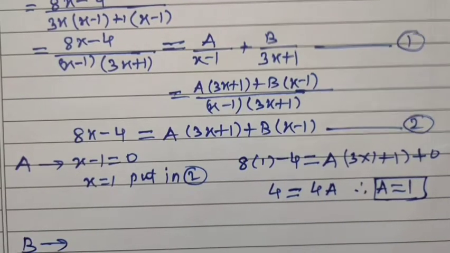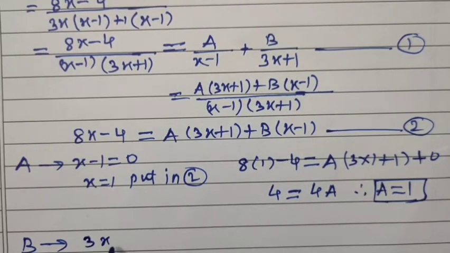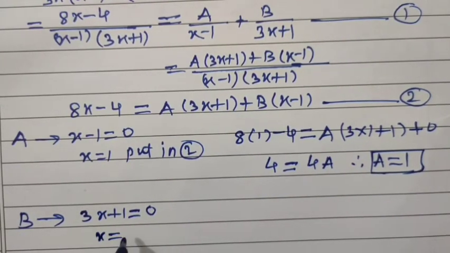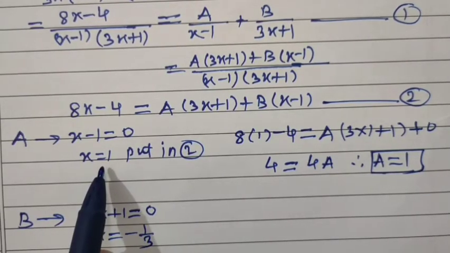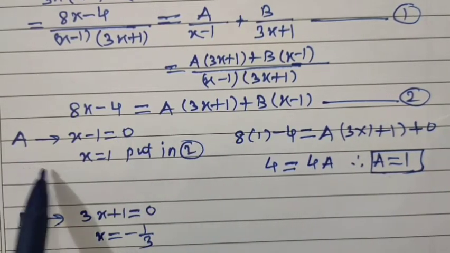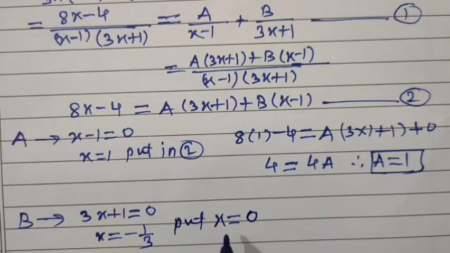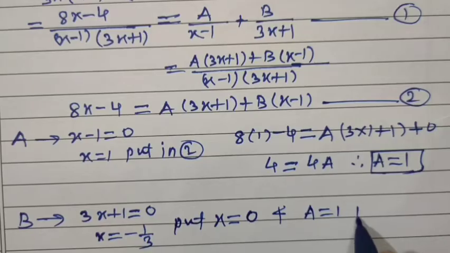To get the value of b, you know denominator of b is 3x plus 1. So 3x plus 1 we have to equate it to 0. Then x is equal to minus 1 upon 3. This is fraction. Okay, so instead of this value we can put value of x other than 1, and that value will be very small value in this equation. As well as we have to put the value of a also in this equation, that gives value of b. So put x is equal to 0 and a is equal to this value 1 in equation 2.